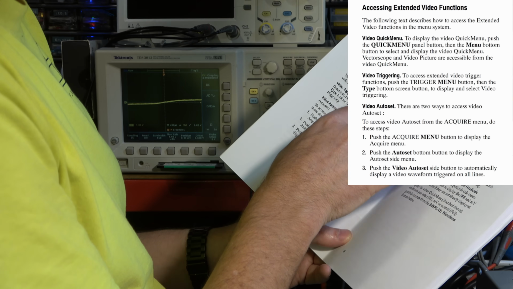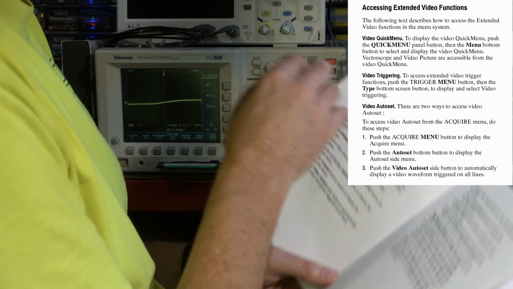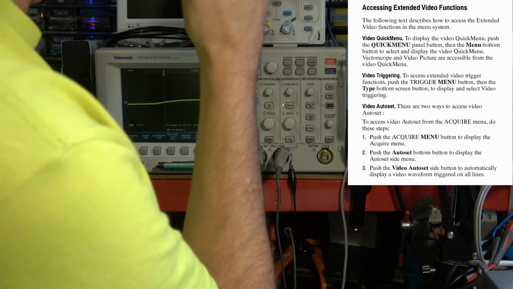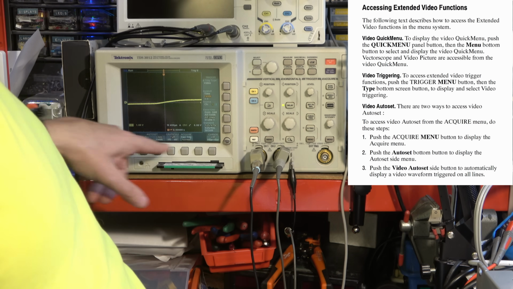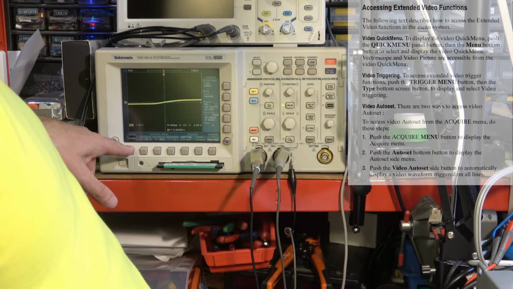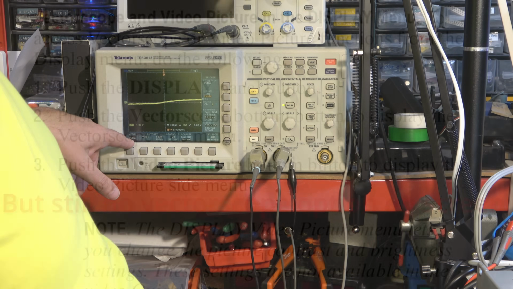Vector scope and video picture accessible from video quick menu. I don't know what this means. Aha. Right, here there's a soft button menu. It didn't mean press that one, it meant here. Scope or video. Now we understand.